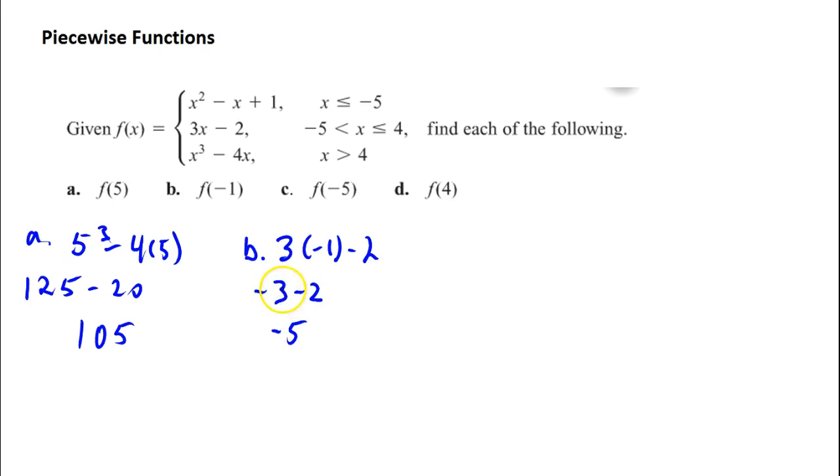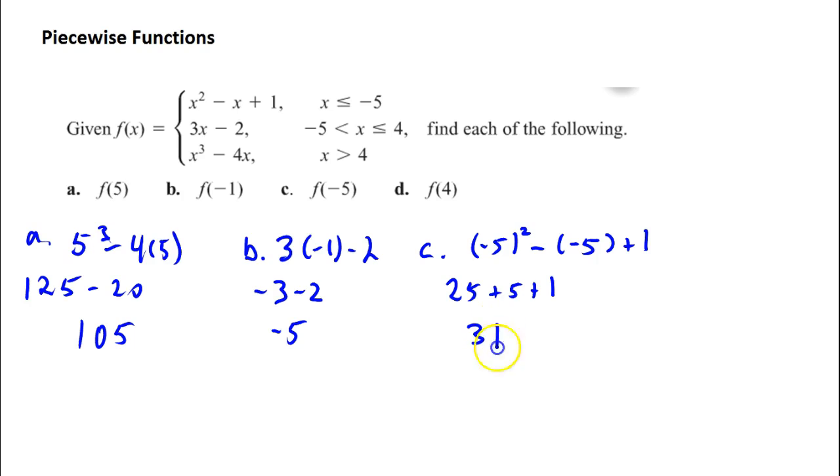Okay, how about f of negative 5? Well, if x is less than or equal to negative 5, we're going to use the first piece. So that one will be negative 5 squared minus negative 5 plus 1. That'll be 25 plus 5 plus 1, which is 31.